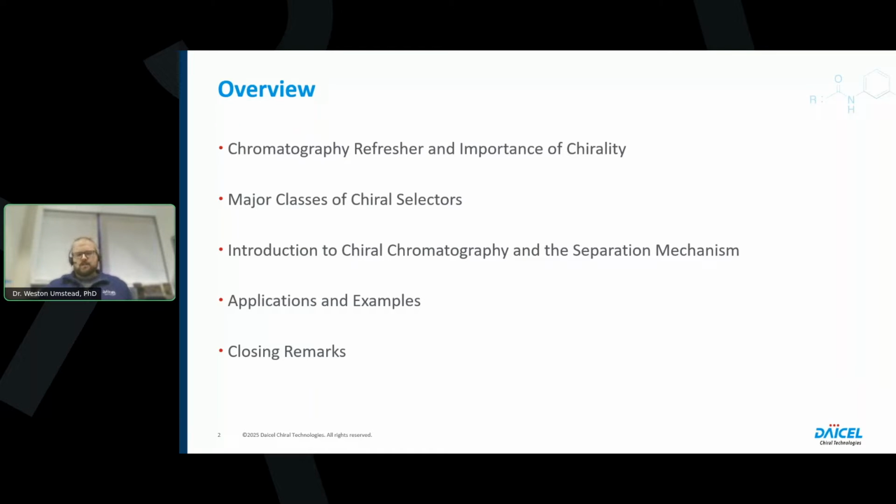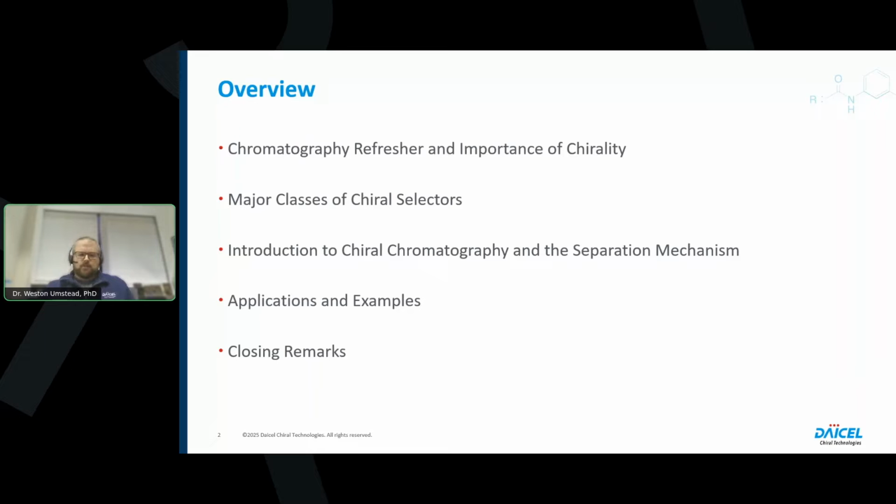We'll talk about some of the major classes of selectors that are available. Obviously, if you know Daicel, chiral chromatography products are primarily polysaccharide-based columns, but there are many other options, so we'll cover what those are. An introduction to our phases and talking a little bit about the separation mechanism that is unique to the polysaccharide phases.